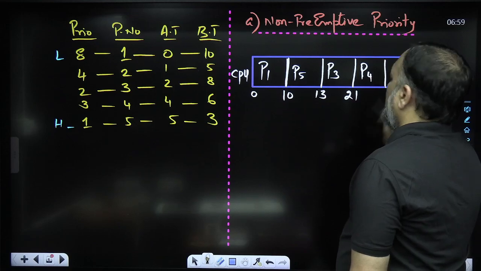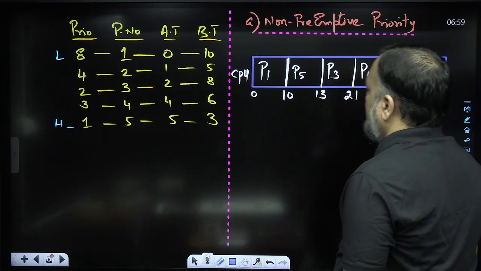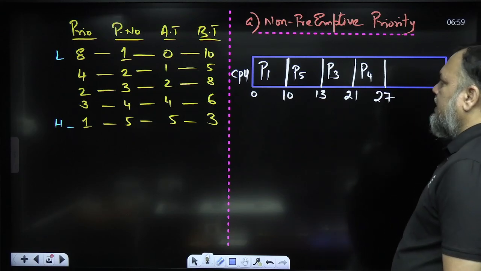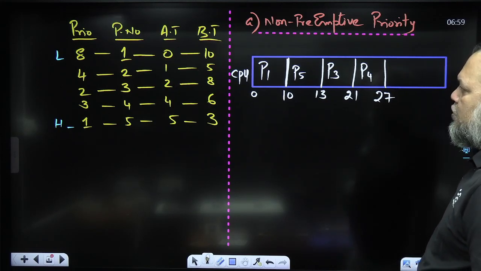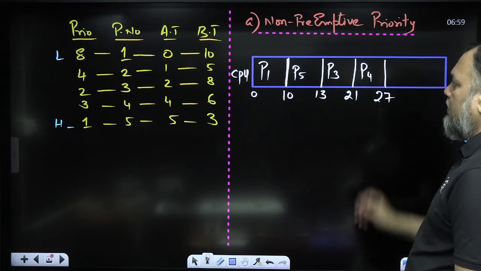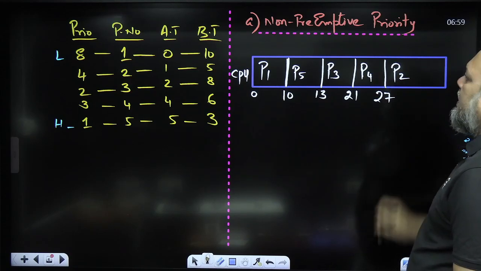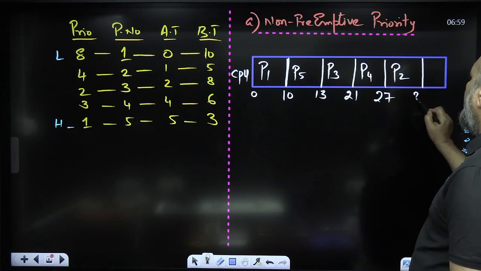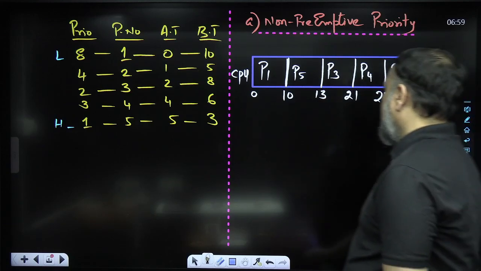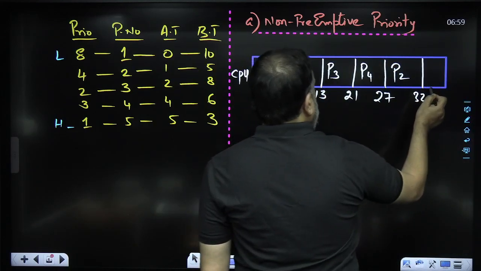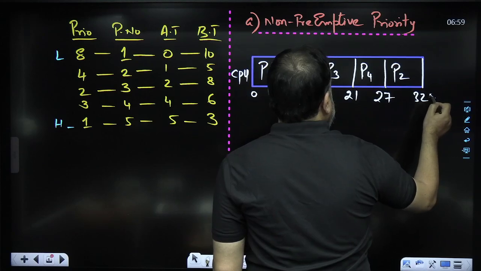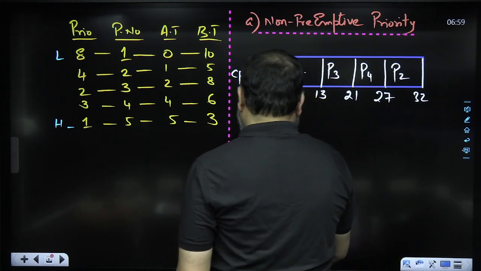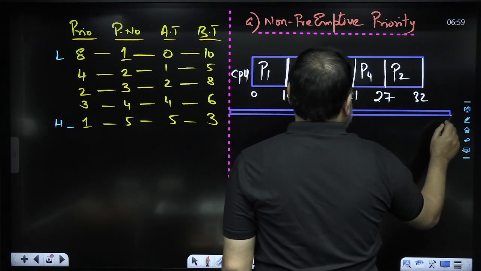P4 has a priority of 3 and burst time of 6. So it is going to finish at 21 plus 6, 27. And finally thereafter we are going to take P2, which is the last highest priority among them. P2 needs a burst time of 5 units, as you see here. So 27 plus 5, 32. So boys and girls, this is the Gantt chart for non-preemptive priority based scheduling.